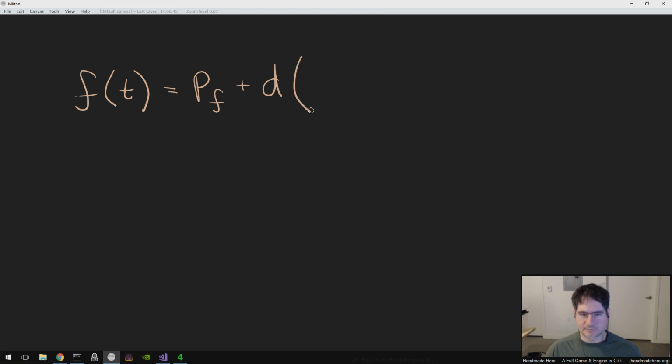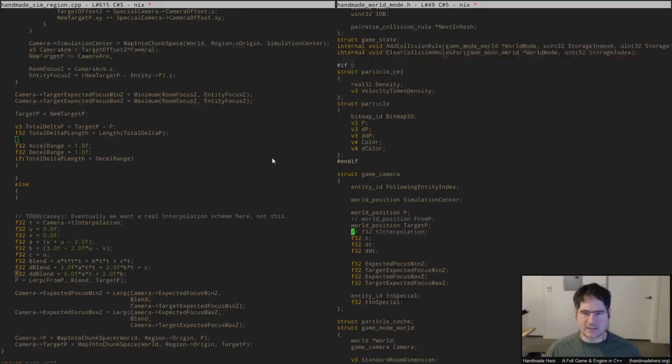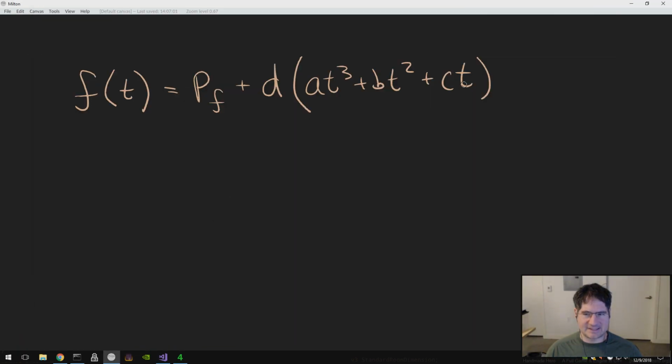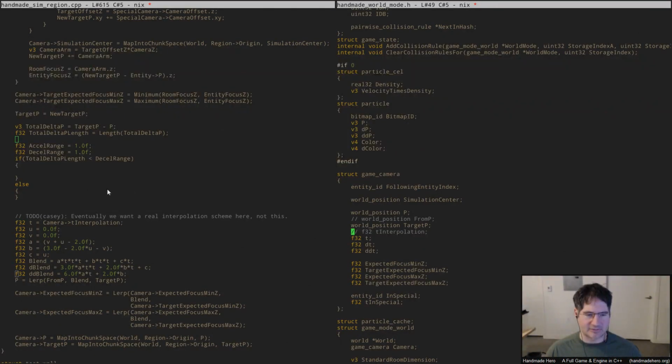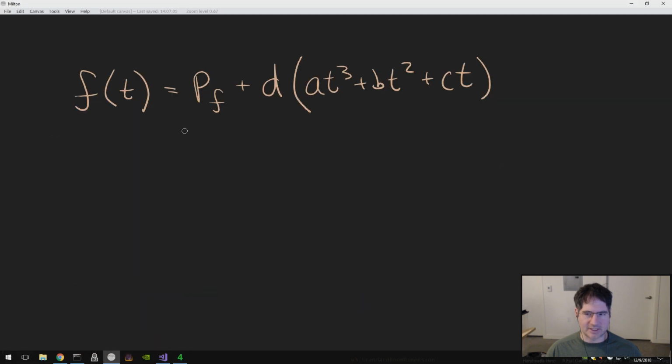Times my t terms. So I would say at cubed plus bt squared plus ct. And in our case, we don't really have a ct per se, do we? I think we set that out to 0. So, oh no, it equals, no, it does, it's 0. So there actually is no c term, but we'll solve for it anyway in case we want to play with those, if we're going to be computer algebraing it.